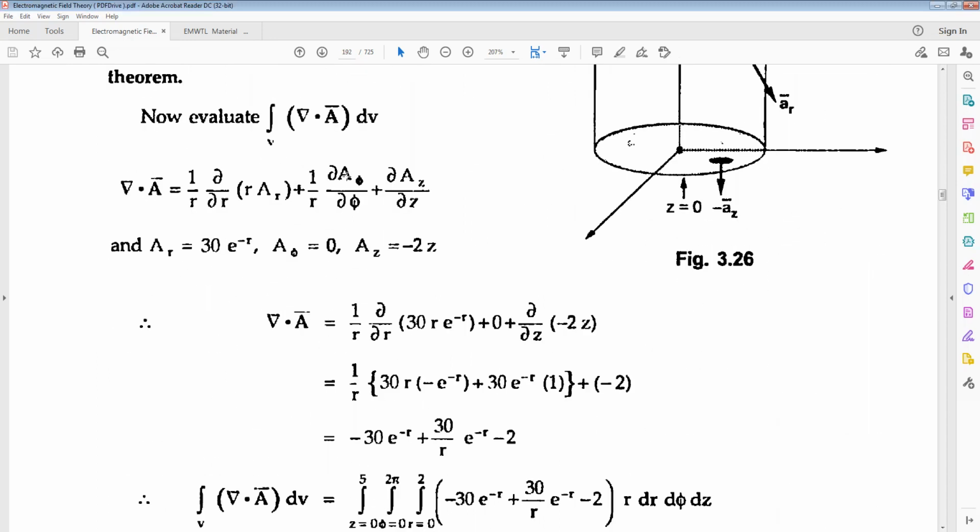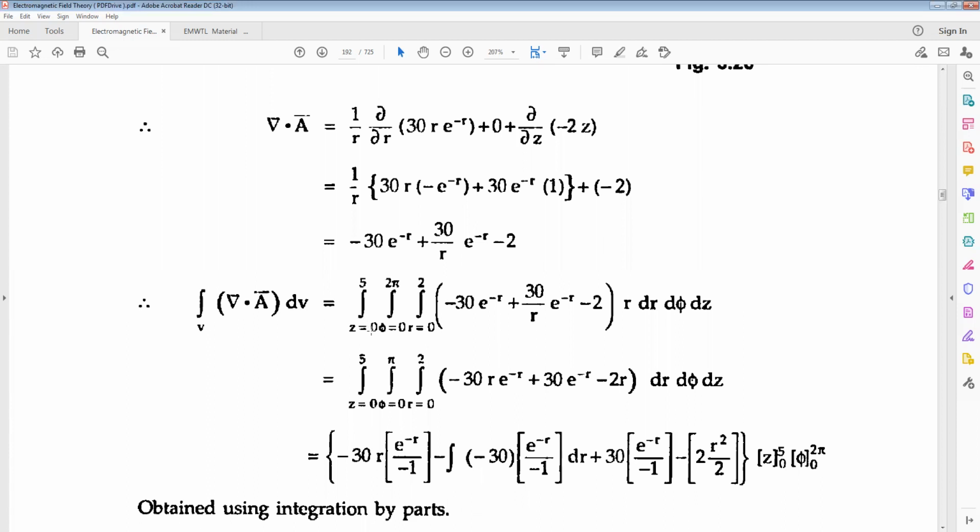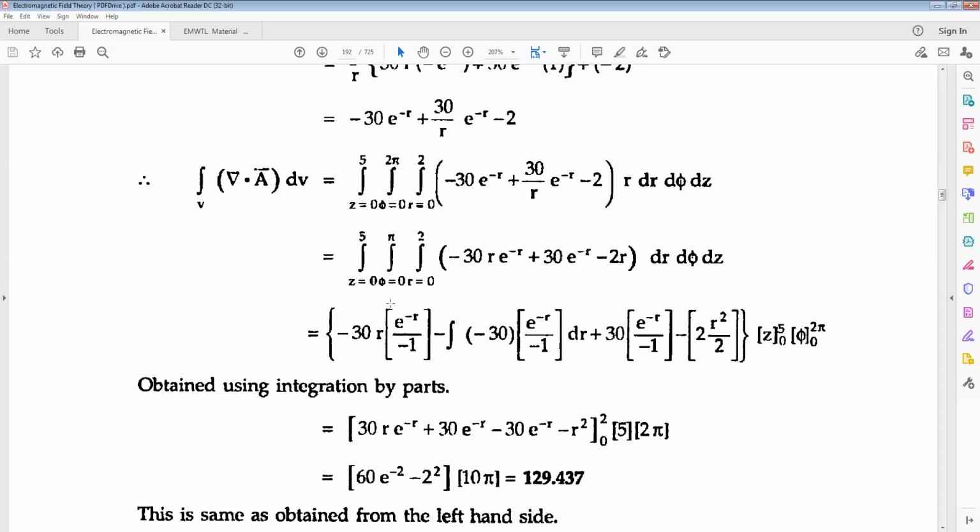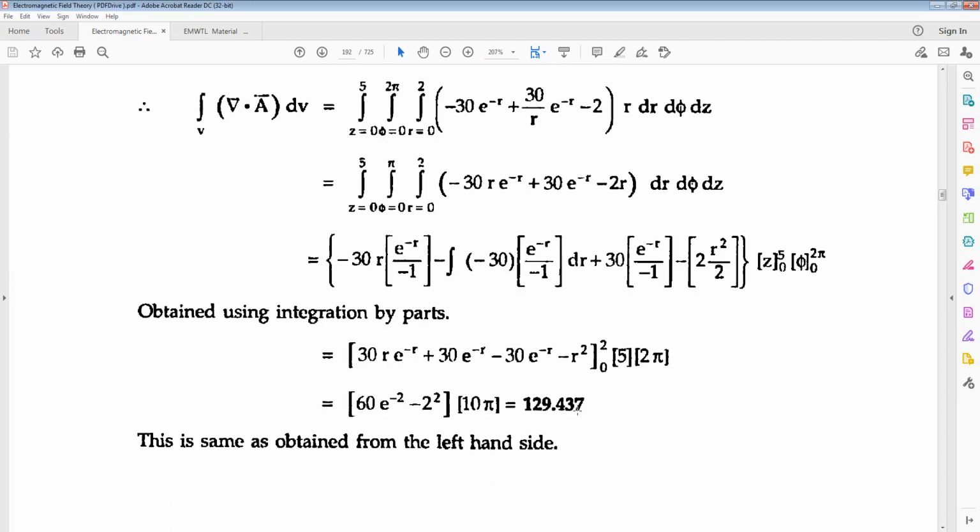Dou A phi is 0, so the second term is 0, and apply the derivative to R into e power minus R. By the UV rule, first take R and apply here the e power minus R minus 1, and again take the e power minus R and apply the derivative for this one. And dou by dou Z of minus 2Z is minus 2 and 1 here. Substituting the values Z is equal to 0 to 2, R is equal to 0 to 2, and phi is equal to 0 to pi, the total function will get 129.437. Okay.